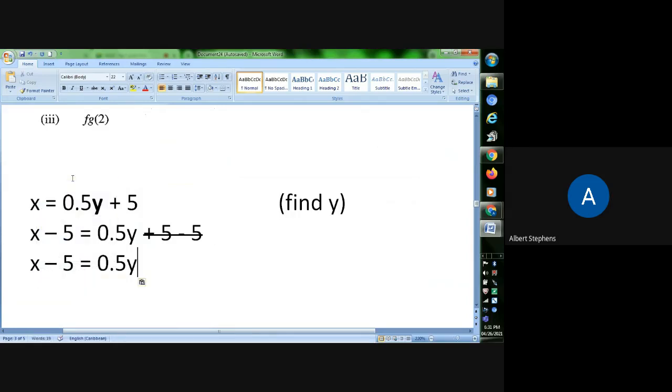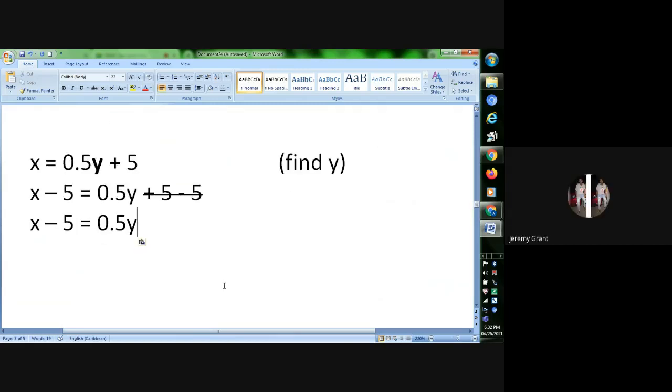All right, you following so far? Remember, imagine suppose you had 5y right there. So you divide everything by 5 to find y. So it's like we have 0.5y, so we divide everything by 0.5.